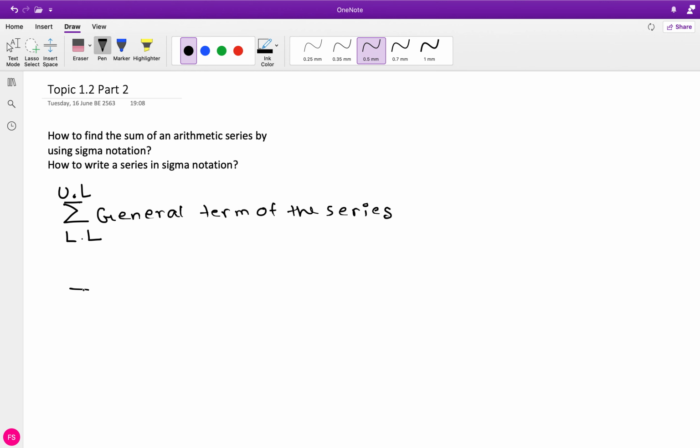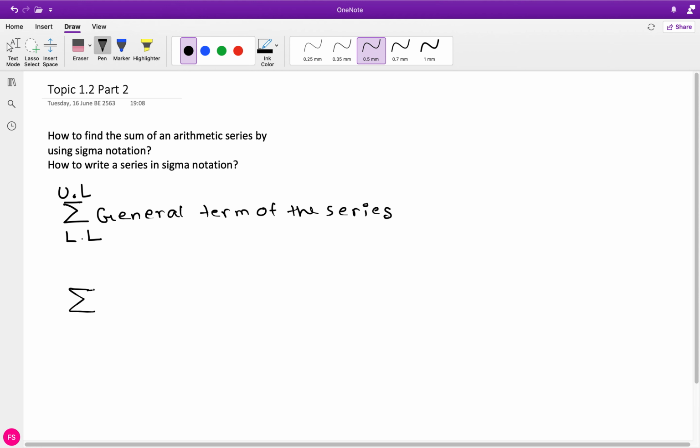Let's look at an example. Sigma notation means we have to find the sum of this series. n equals 2, the lower limit is 2, and the upper limit is 12. The general term, or the nth term of the series, is 18 minus 2n.